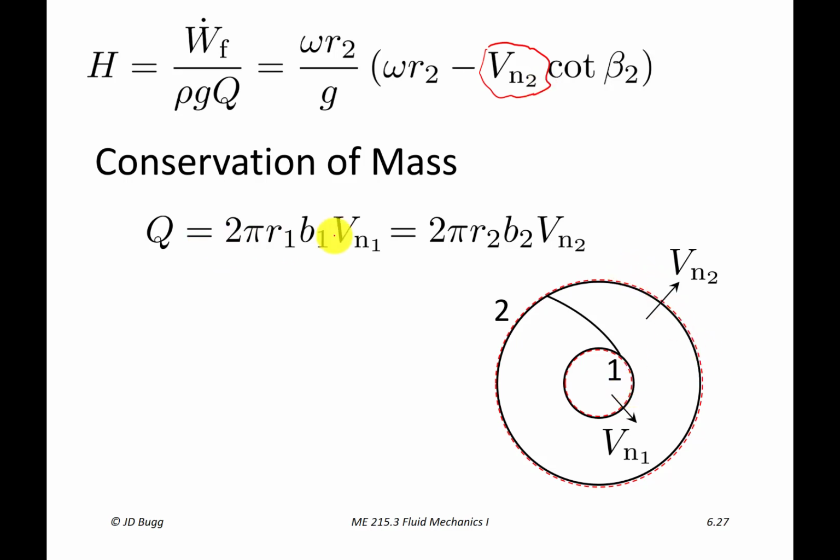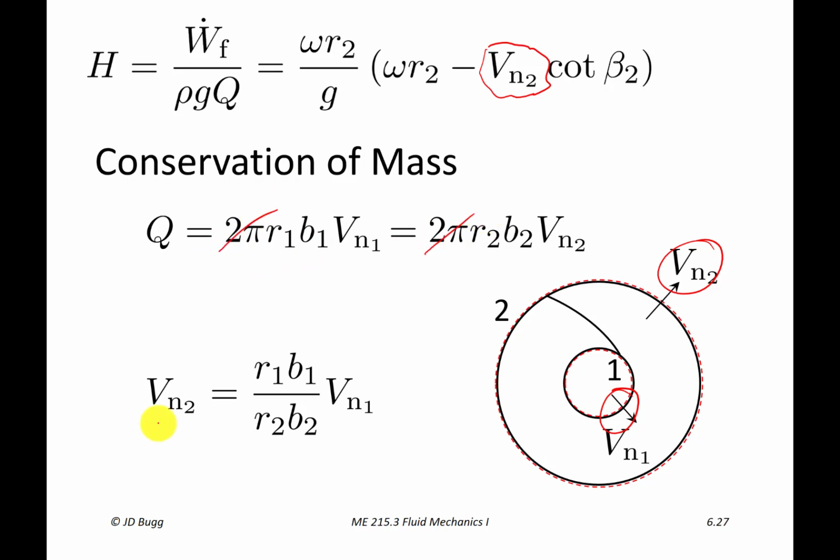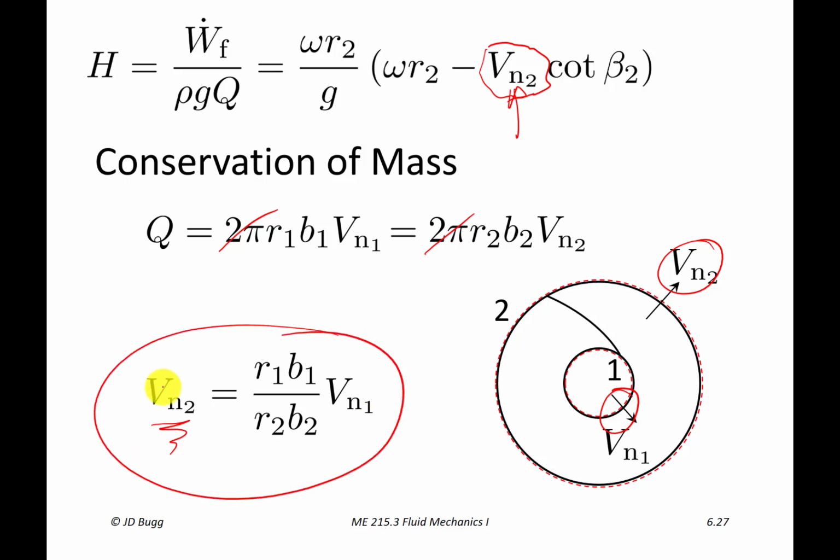So what we want to do here is use this to get a connection between these normal velocities. Here's the connection. We're just equating these two and canceling off a bunch of things that are common. Of course, the 2 pi's are common. So Vn2, which is what we're after here, is equal to R1B1 over R2B2 times Vn1. This is just conservation of mass. Mass flow rate across there equals there. So as the R and B change as you go from the inlet to the exit, the velocity has to change to get the same flow rate. So that's our conservation of mass equation that relates these two normal velocities.